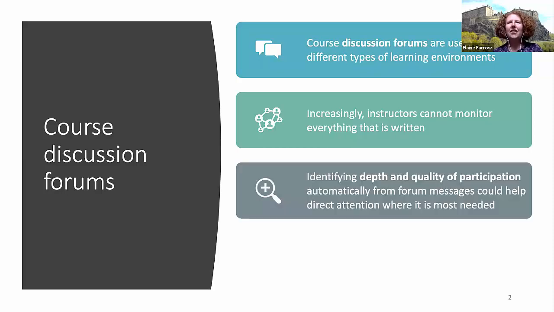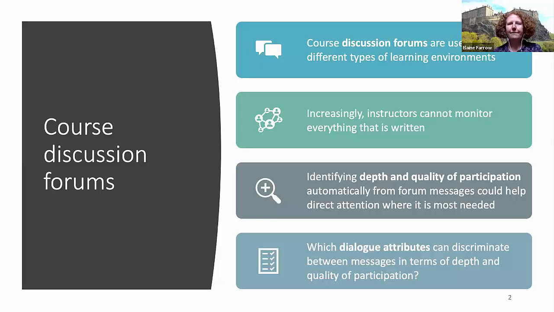And so our work is looking to identify the depth and quality of participation automatically from these forum messages. This could help direct the attention of instructors to where it's most needed, but analysing the models can also give us new insights into the learning that's taking place. So the question we're addressing in this paper is to look at which dialogue attributes can discriminate between messages in terms of the depth and quality of participation.